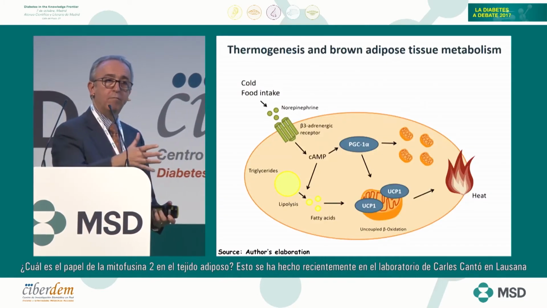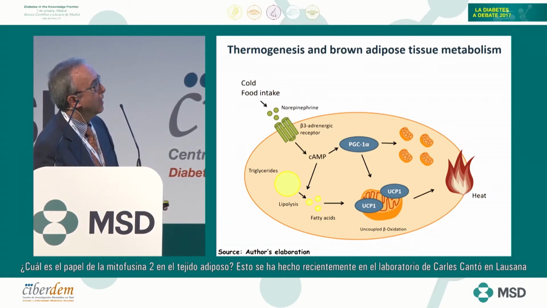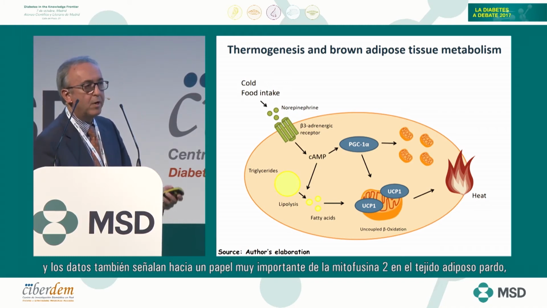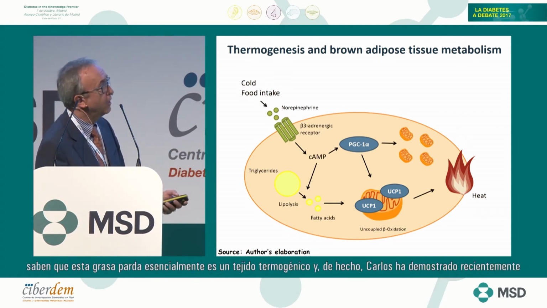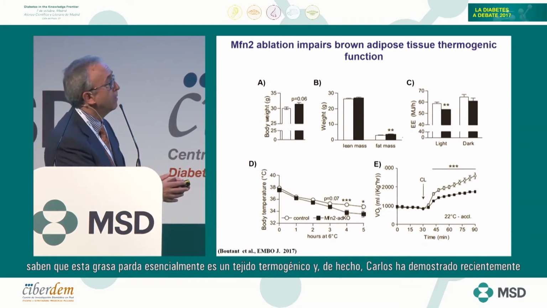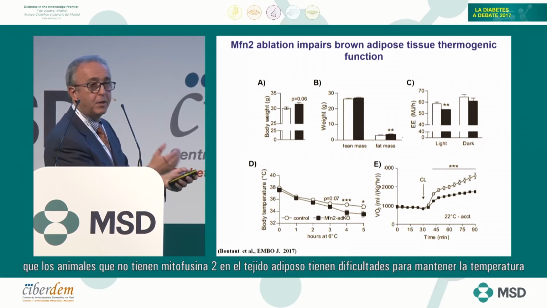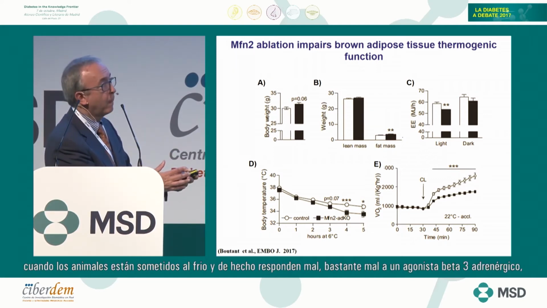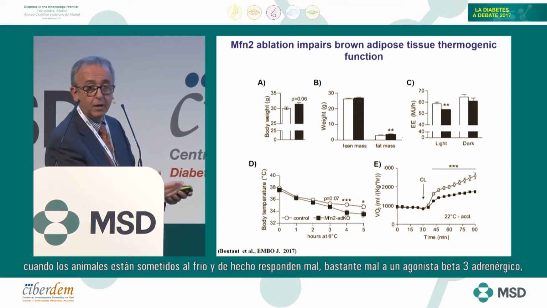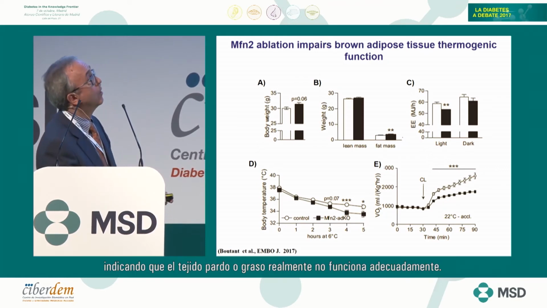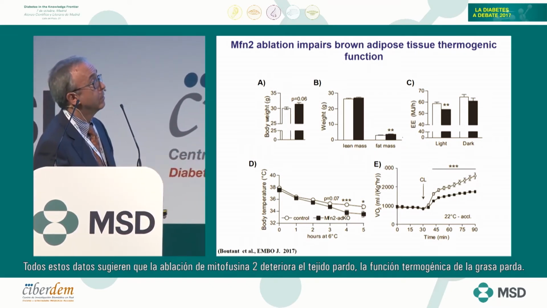What is the role of mitofusin 2 in adipose tissue? This has been done very recently in Carlos Cantó's lab in Lausanne, and essentially the data also point out a very important role of mitofusin 2 in brown adipose tissue. You know that brown adipose tissue is essentially a thermogenic tissue, and what Carlos has demonstrated very recently is that animals with no mitofusin 2 in adipose tissue have difficulties in maintaining temperature when subjected to cold. And in fact, they respond very badly to a beta-3 adrenergic agonist, indicating that the brown adipose tissue is not really working properly. So all this data suggests that mitofusin 2 ablation impairs brown adipose tissue thermogenic function.